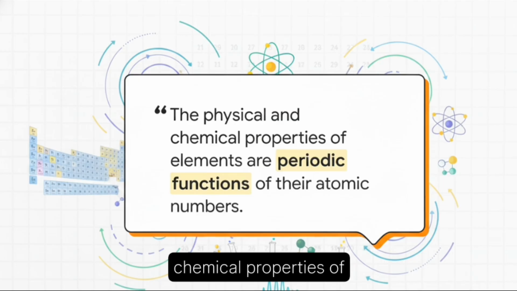All of this brings us to a beautiful, overarching summary of everything we've explored today. The physical and chemical properties of elements are periodic functions of their atomic numbers. This is known as the modern periodic law. It perfectly captures how this brilliant design elegantly maps out all physical and chemical behavior simply by following the atomic number. It's truly a masterclass in natural organization.